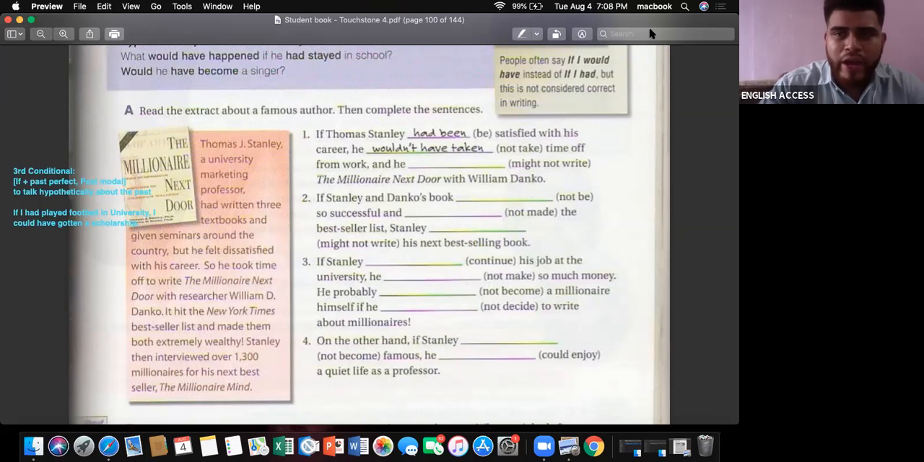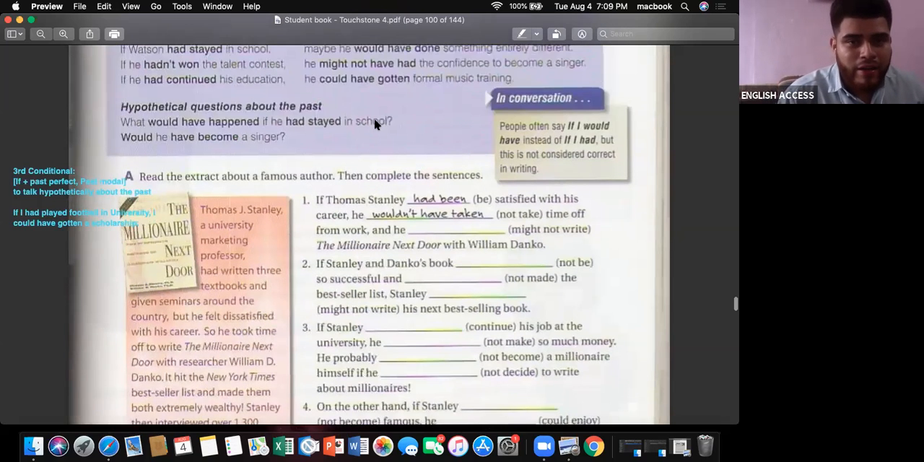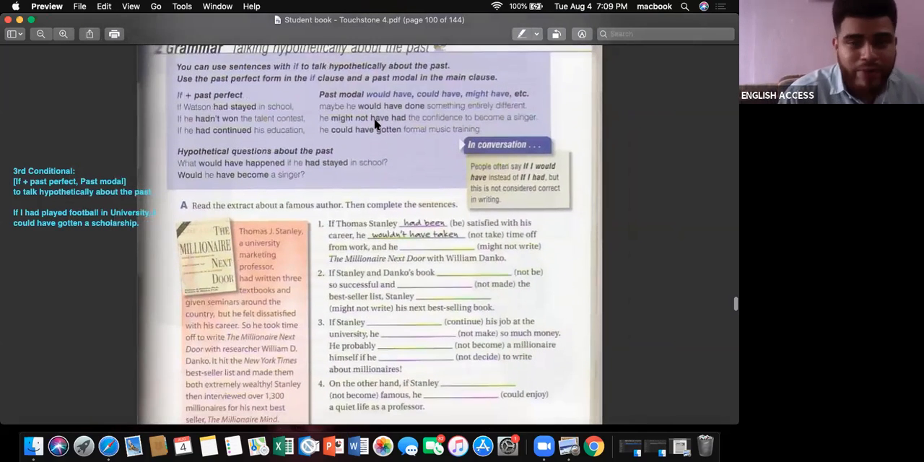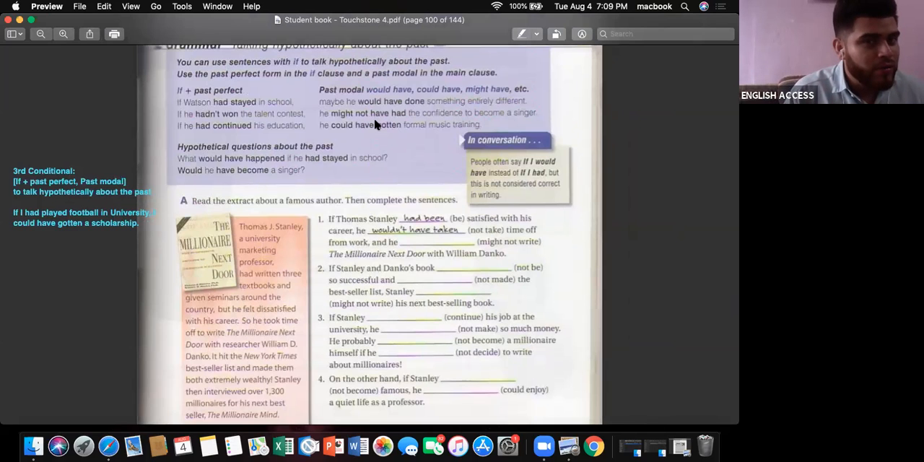Sentences 1, 2, 3, and 4. Now, in this one, remember, after if you use the past perfect. After if, do not use a past modal. So don't use would have, could have, might have after if. After if, use had and the past participle. If, had, past participle. Okay? And after the comma, then you can use the past modal. All right, let's do number 1 together.